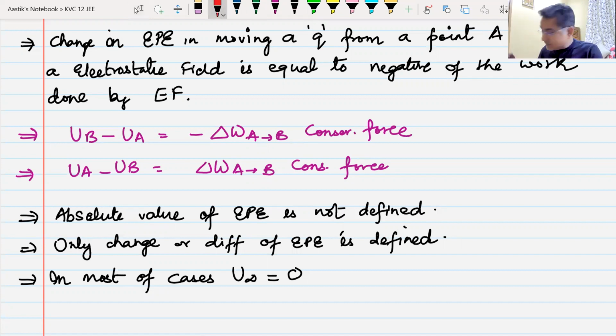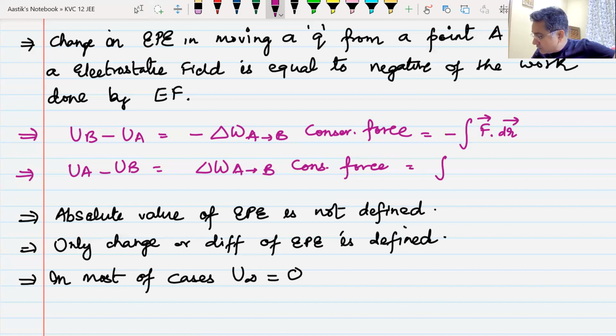I can also write it as negative of F dot dr. Now remember, this F is a conservative force. In the case of electrostatics, this is electrostatic force. So you can write it like this. Or if I take out the negative sign, it becomes UA minus UB. It is the work done by the conservative force.